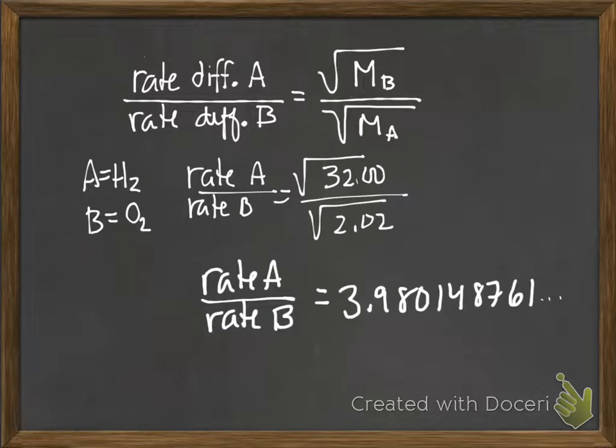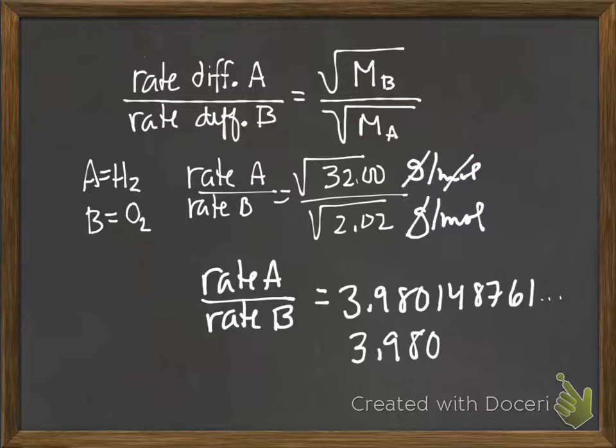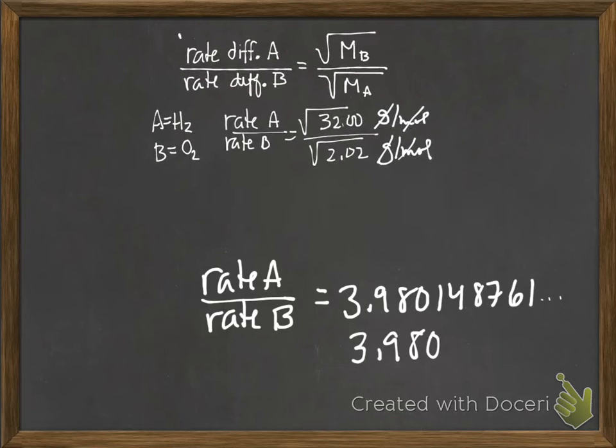Okay, so we have a raw number here, and we have 4 sig figs, so we could say 3.980. What are our units? This was grams per mole. This was grams per mole. Let's see, grams cancel, moles cancel. What are our units? It's a ratio. No units. Ratios are unitless. That was a trick question. Sorry. Okay, so we've got this comparison of the rates.